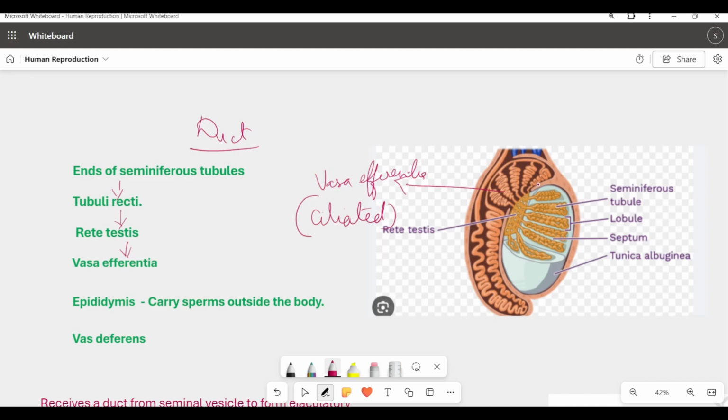And several vasa efferentia open into the epididymis. So you can see here it opens into the epididymis. This coiled structure is the epididymis, and this epididymis carries the sperms outside the body.